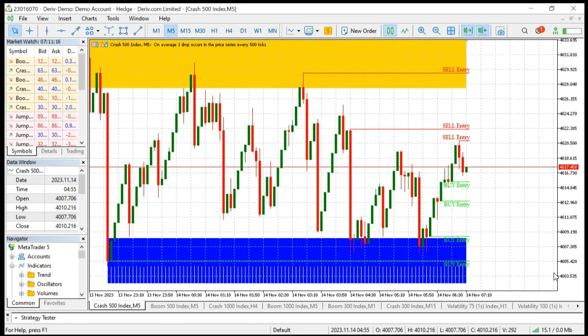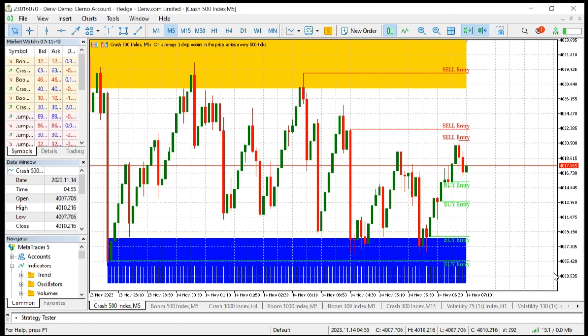Now, today we are looking at this boom and crash indicator that's going to help you do spike catching and also go against spikes. So, we're going to try and do some analysis using this indicator, and I'll be explaining to you guys how exactly it works, what you should be on the lookout for, and what you should be on watch for.